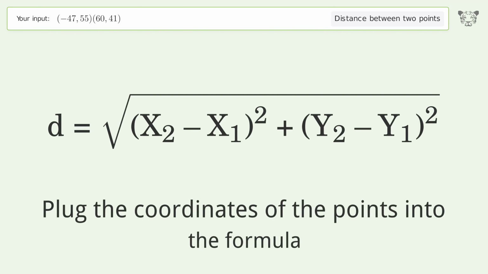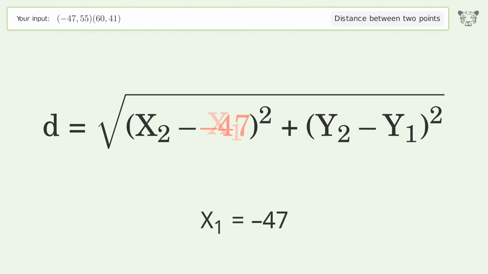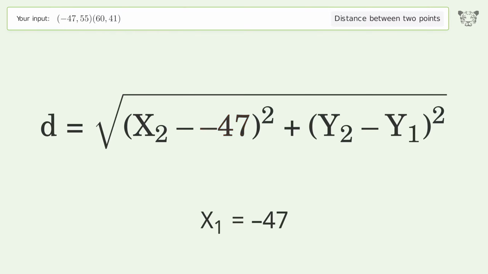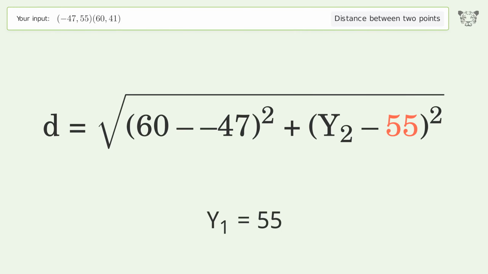Plug the coordinates of the points into the formula. x1 equals -47. x2 equals 60. y1 equals 55. y2 equals 41.